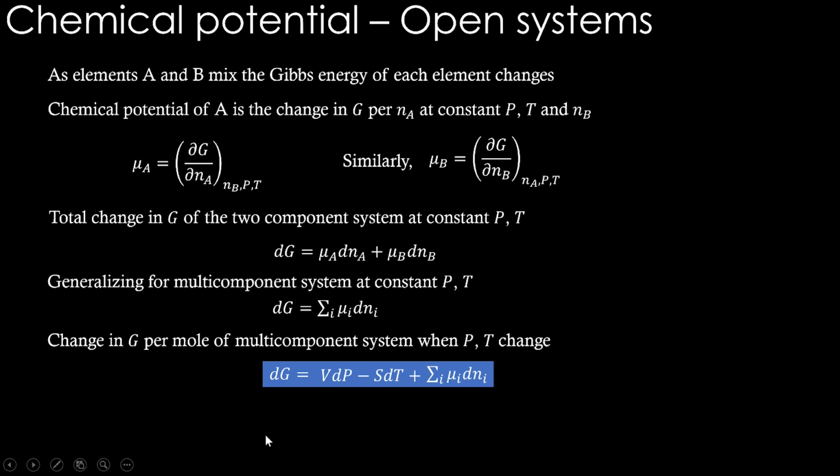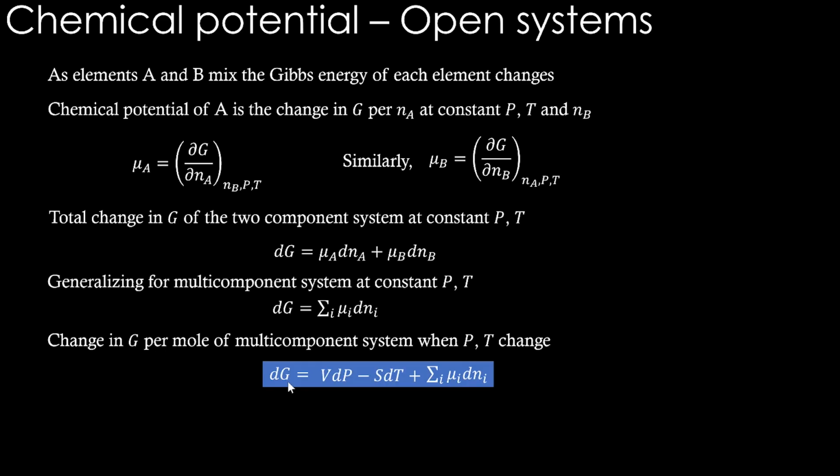So this is the change in Gibbs energy of a multi-component system, and this is what we have to track in order to know whether the multi-component system will change to any other state, or will it be stable, will there be phase transformation, will there be reaction. All those questions will be answered by tracking this change in Gibbs energy like this. So this is a quite comprehensive equation for G.